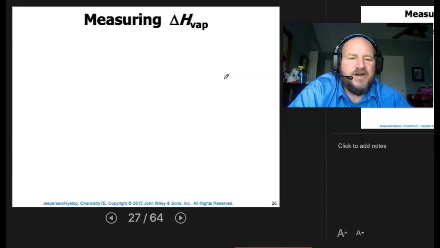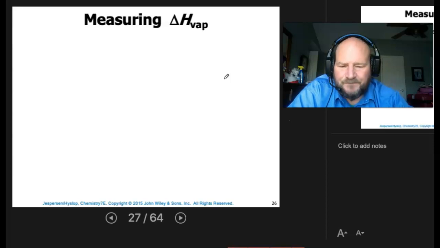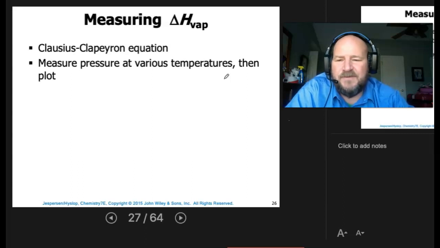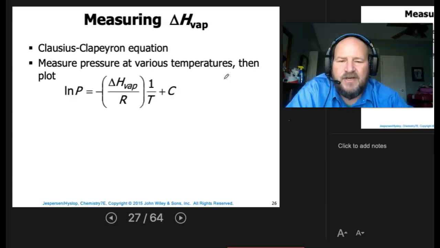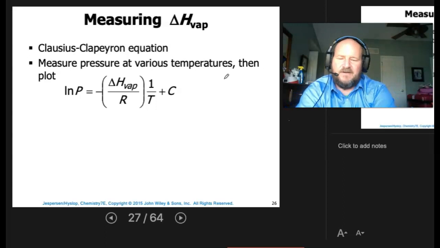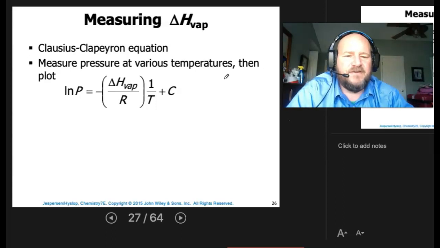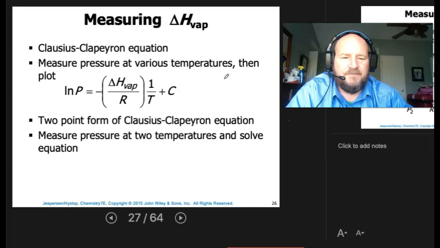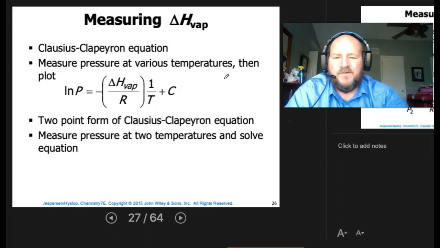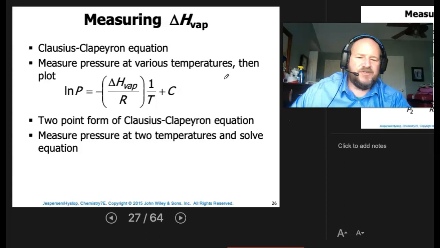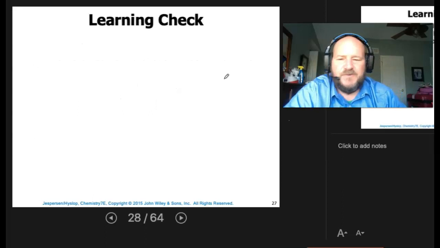All right, measuring the delta H of vaporization, we have the Clausius-Clapeyron equation. Measure pressure at various temperatures, and then you can plot it. We'll take the natural log of P, and it's equal to delta H of vaporization divided by R, divided by T, plus a constant. The two-point form of the Clausius-Clapeyron equation: measure pressure at two temperatures and solve the equation. Wouldn't expect you to do this.